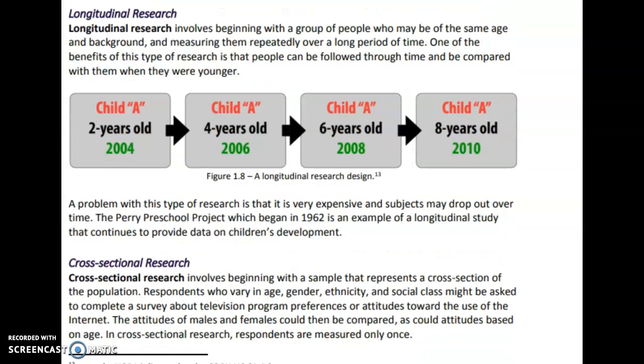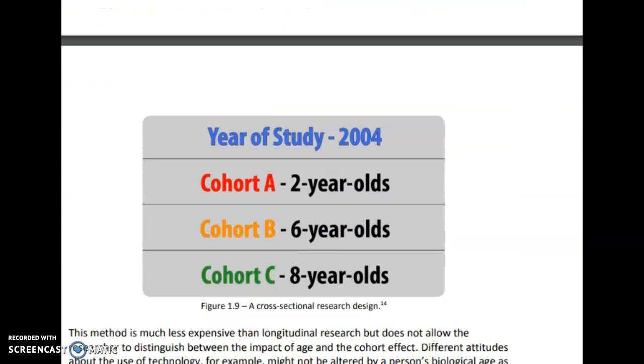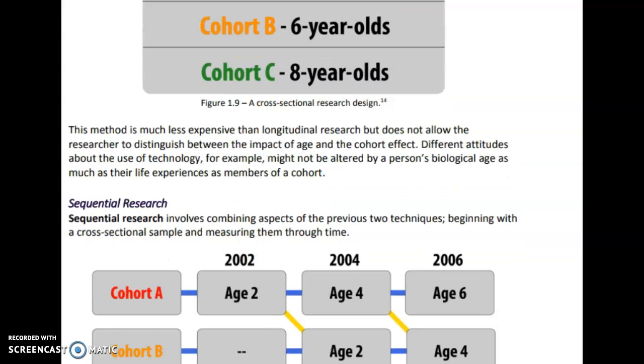So you have child A at 2 years old, child A at 4 years old, and it's looking across that group, and they're going to be looking at each child and the changes in impact. Perry Preschool Project was actually the one that I was discussing that just had its 45th findings anniversary. Then when you're looking at that cross-sectional, you're looking at the 2-year-olds. So in 2004, you're looking at cohort A, B, and C, and 2-year-olds, 6-year-olds, 8-year-olds, and what's going on with them in regards to a certain topic. So it's being more brief.